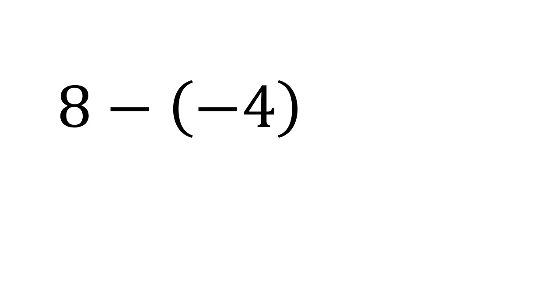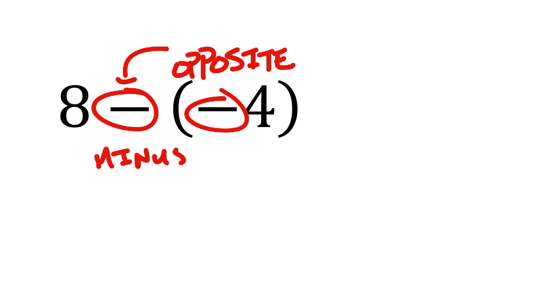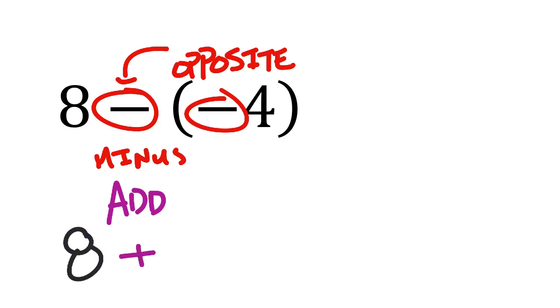Now, if we consider what is actually happening here, and you don't have to like this, we're just going to show it a different way in a second, but minus a negative, okay? Minus a negative means that the negative is an opposite, right? It's the opposite of 4, but it's also the opposite of this minus. Opposite of minus is addition, which means I could rewrite this as 8 plus 4. These have the exact same value.